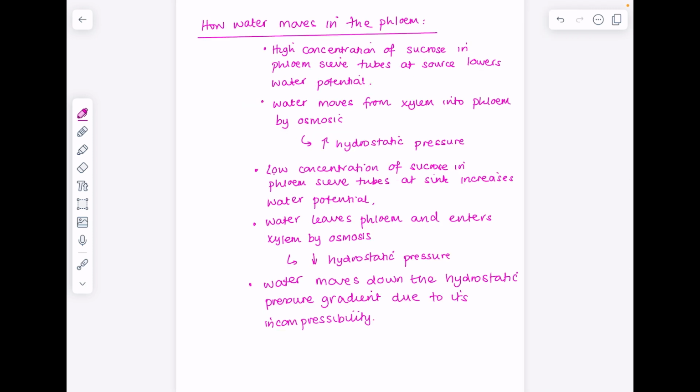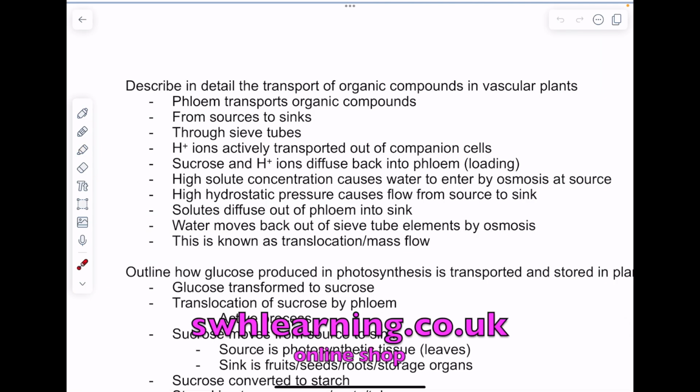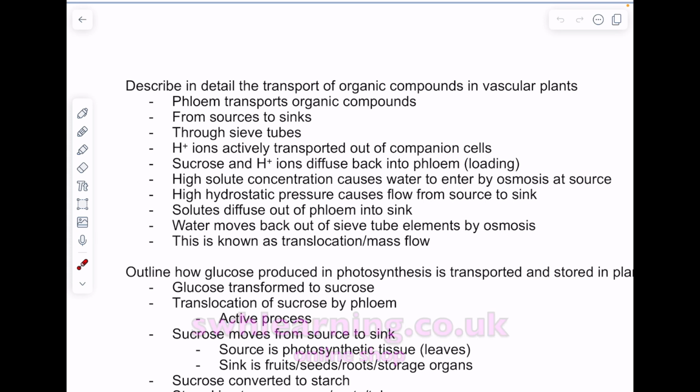So here's a nice summary of how water moves in the phloem. So here in my revision guide, we can see a combination of how sucrose is loaded into the phloem, how the water enters, and how fundamentally that sucrose will therefore move from the source to the sink. So we're saying here that phloem transports organic compounds such as amino acids and sucrose. As we know, they're going to move from the source, which is where they're made, to the sink where they're stored or used. This is known as translocation. So it occurs in the sieve tubes of the phloem.